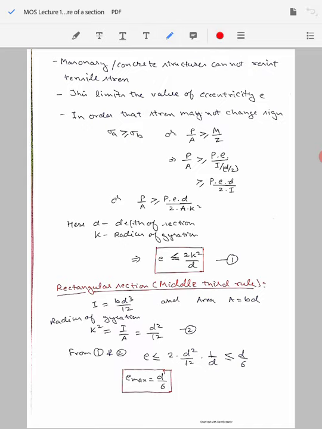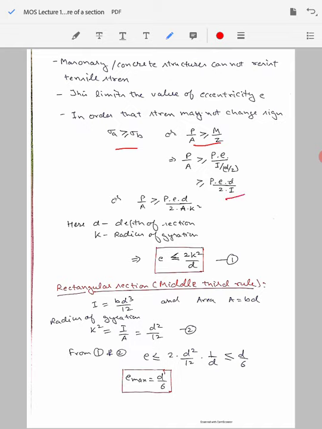Now we know that sigma A should be greater than or equal to sigma B in order that the stress sign does not change. That means P by A should be greater than or equal to M by Z. If I substitute the value of bending moment M as P into E, and the value of Z as I by D by 2, where D is the depth of the section, this is going to give me PED divided by 2I.